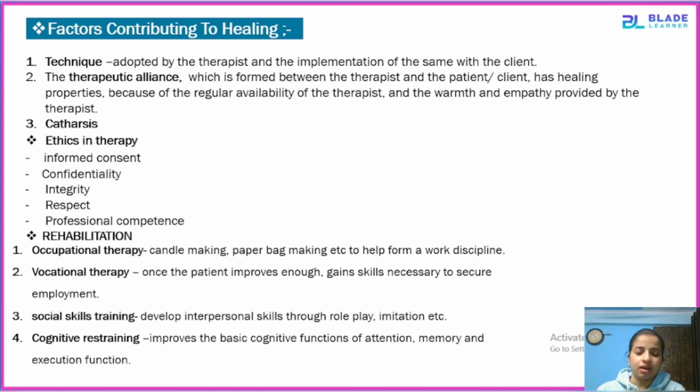Social skills training. So this is the development of interpersonal skills which could be taught through role play, imitation, and it could be taught through conduction of events such as dance performances, sangeet, hasya kavi sammelan, and all that, which is also part of it.